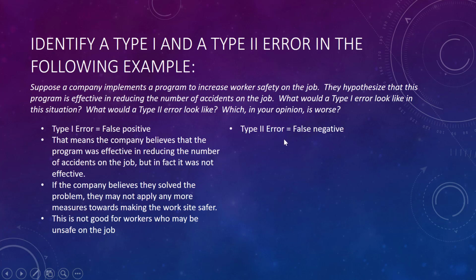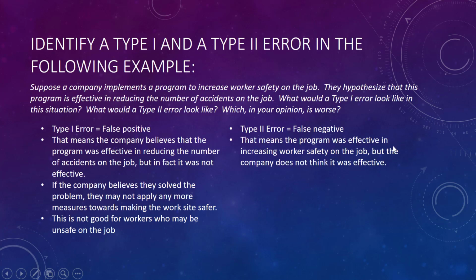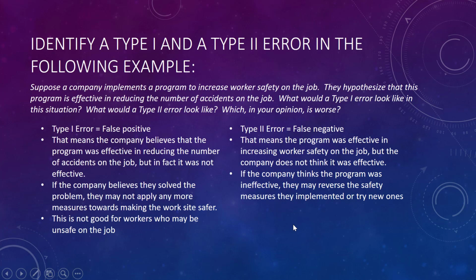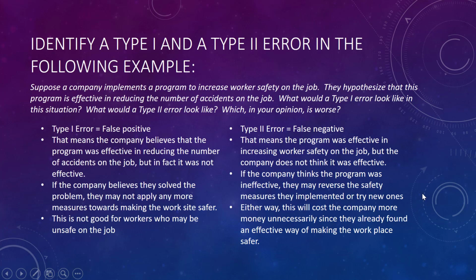What about a type 2 error? Remember, a type 2 error is a false negative. That means the program was effective in increasing worker safety, but for some reason the company concludes that it was not effective. If the company thinks the program was ineffective, they may reverse the safety measures they implemented that actually worked. They might also try new or different safety measures. Either way, this will be costly for the company since they will have to spend more money unnecessarily because they already found an effective way of making the workplace safer, but they don't know that. Which one is worse? It's really up to you to decide.